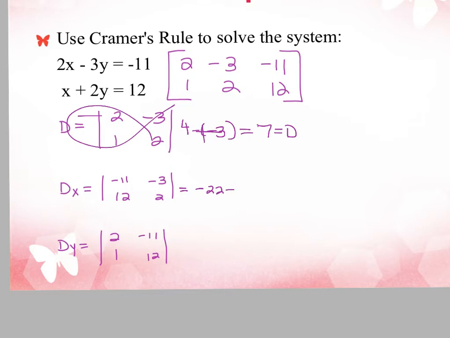-22 minus a -36 becomes plus 36. This is 14. And 24 minus a -11 becomes plus 11, and I get 35.